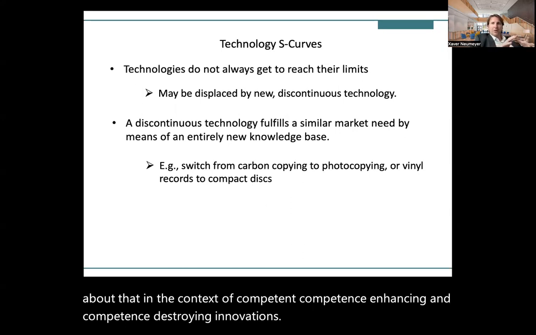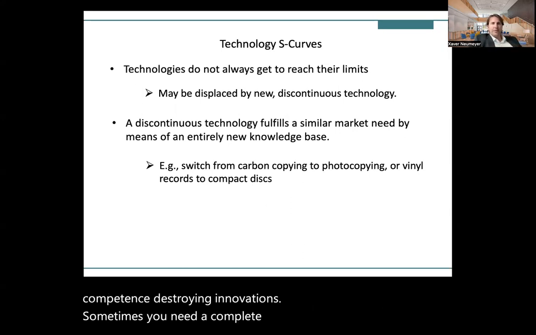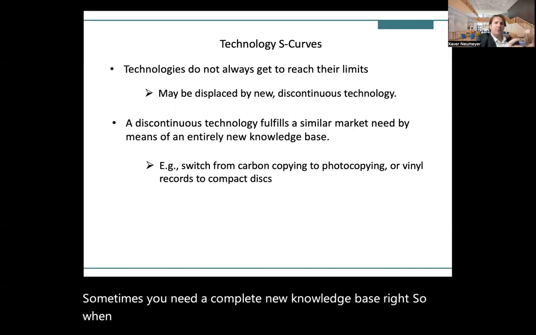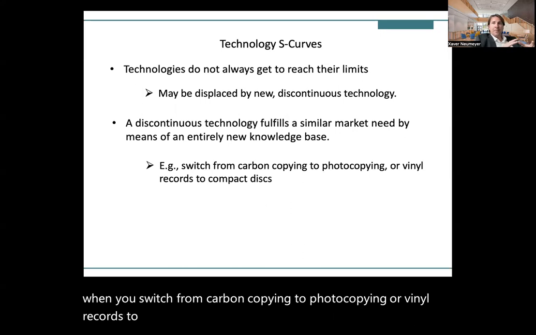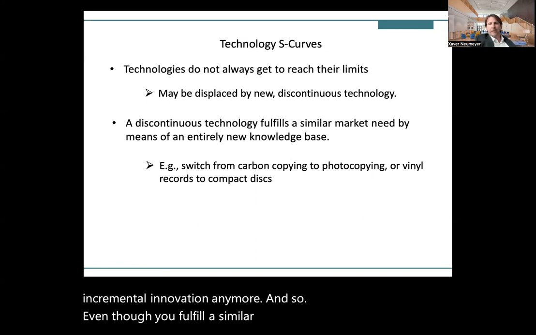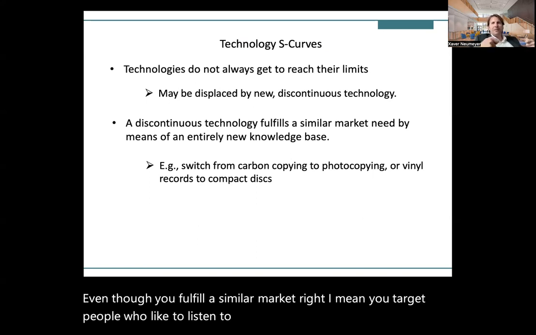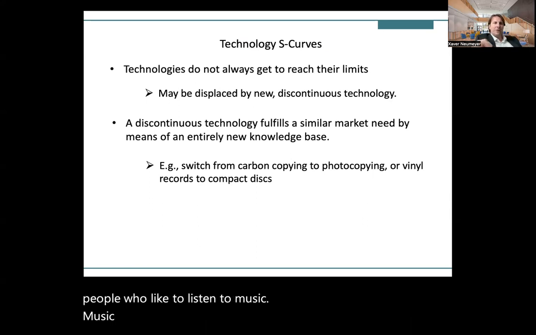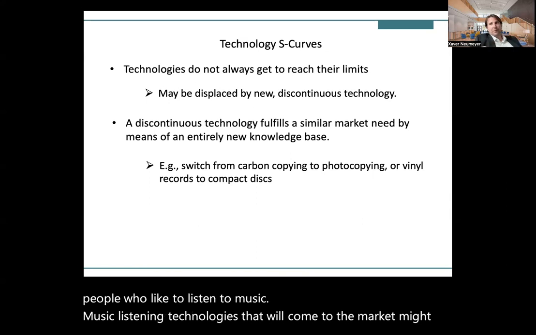Sometimes you need a complete new knowledge base, right? So when you switch from carbon copying to photocopying, or vinyl records to compact discs, that's a huge jump, right? It's not an incremental innovation anymore. And so even though you fulfill a similar market, I mean, you target people who like to listen to music, the music listening technologies that will come to the market might be really different from each other, right?